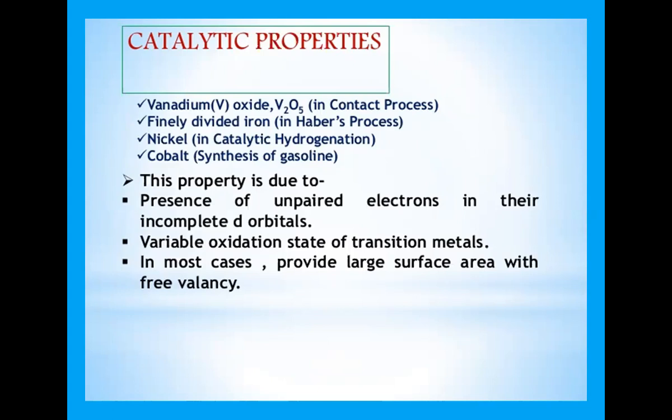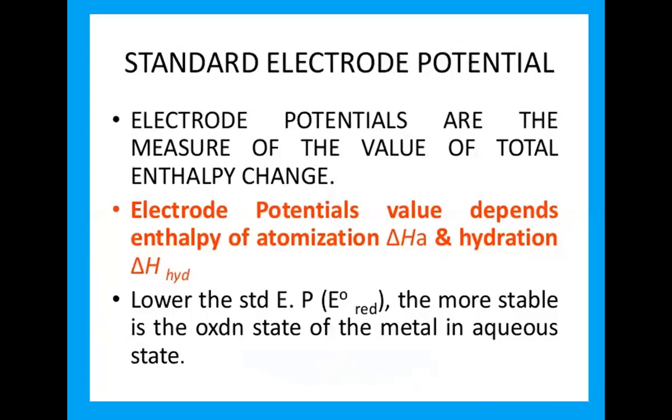Certain examples are given here. Vanadium pentoxide is used in the contact process as a catalyst. Finely divided iron is used in the preparation of ammonia by Haber's process. In catalytic hydrogenation, nickel is used as a catalyst. In the synthesis of gasoline, cobalt is used as a catalyst.